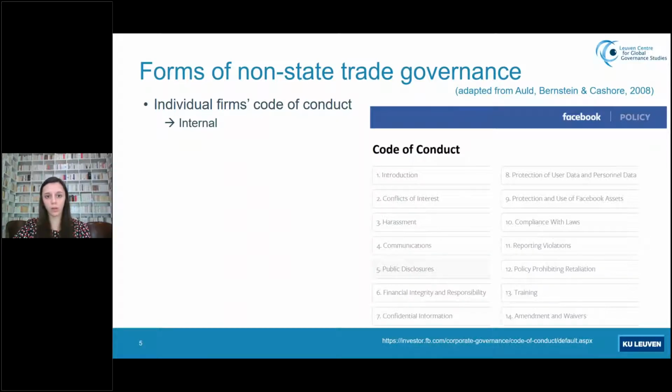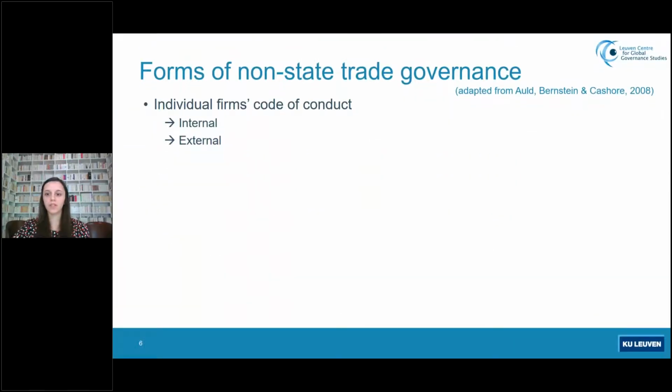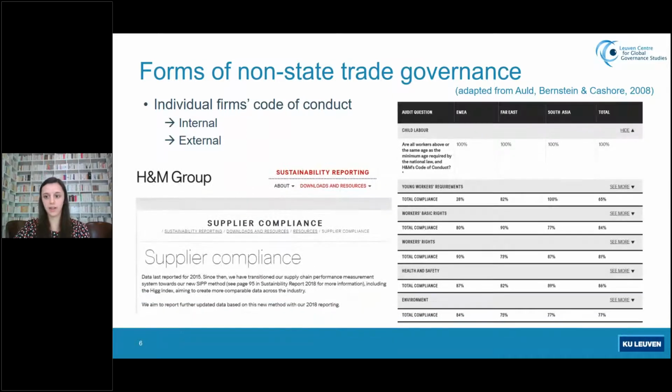But then within firms' codes of conduct, you also have external commitments. So this refers to requirements linked to the company's partners, and most often it's targeted at its suppliers. So for example, here on the slide, we see the requirements that H&M asks its suppliers to meet in relation to child labor, workers' rights, health and safety, or the environment, for example. All right, so that's very much self-regulation.